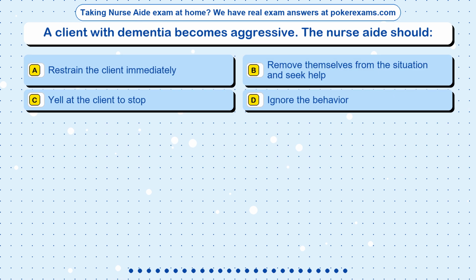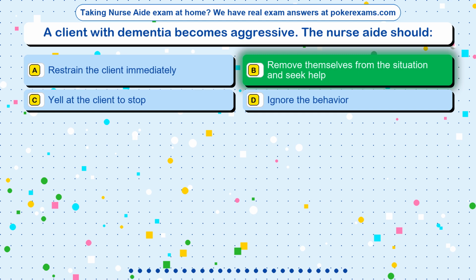Question 10. A client with dementia becomes aggressive. The nurse aide should: Option A. Restrain the client immediately. Option B. Remove themselves from the situation and seek help. Option C. Yell at the client to stop. Option D. Ignore the behavior.